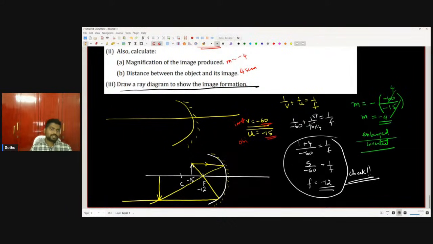Absorb this idea slowly and let me know if you have understood this. Very good, Siddharth, Kasturi. Excellent. Very nice.